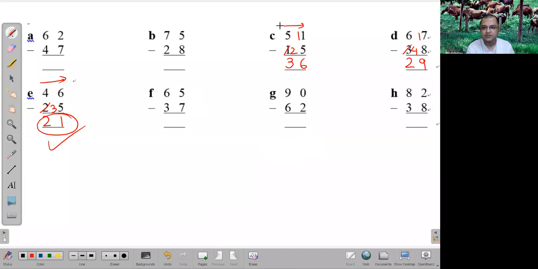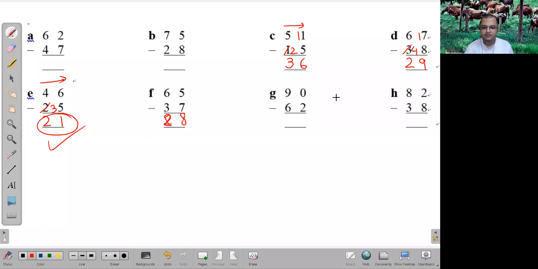Now number F. Who wants to try number F? Advait. Okay, start. So Prabhuji, 5 minus 7 is not possible. So then I made 3, 4. So 6 minus 4, 2. Yes. And now 15 minus 7 equals 8. Yes. Very good. Very good.